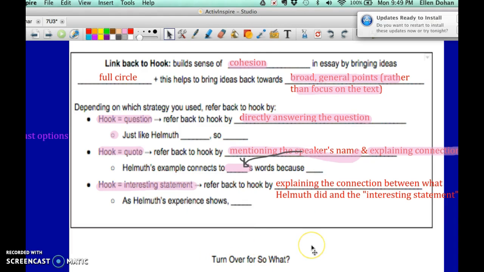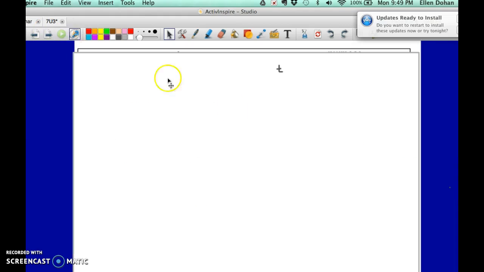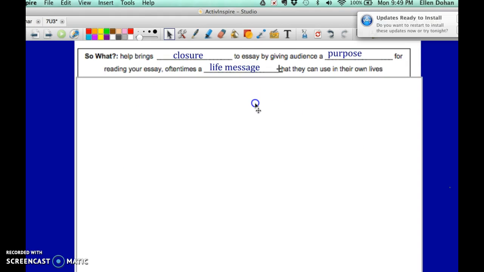Now turn over this piece so we can talk about the so what, the last part of a conclusion paragraph. The so what is really important because it brings closure to your essay and gives your audience an actual purpose for reading, not just because Ms. Dohan is grading you, but an actual life message. What can your audience take from this piece?